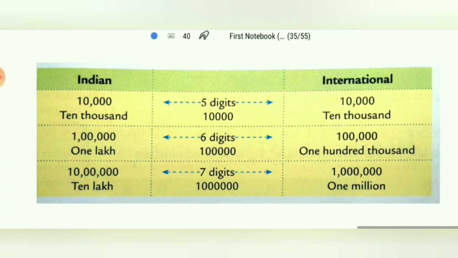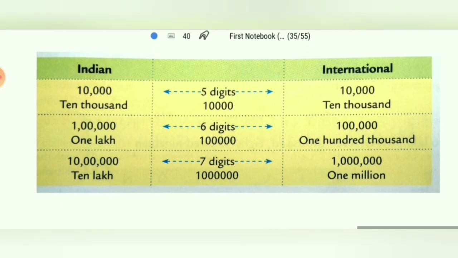10,000 in 5 digits, we can say 10,000, it is same. Next, 1 lakh is equals to 100,000. This is known as a 6 digits number. Next, 10 lakh is equals to 1 million. This is a 7 digits number.